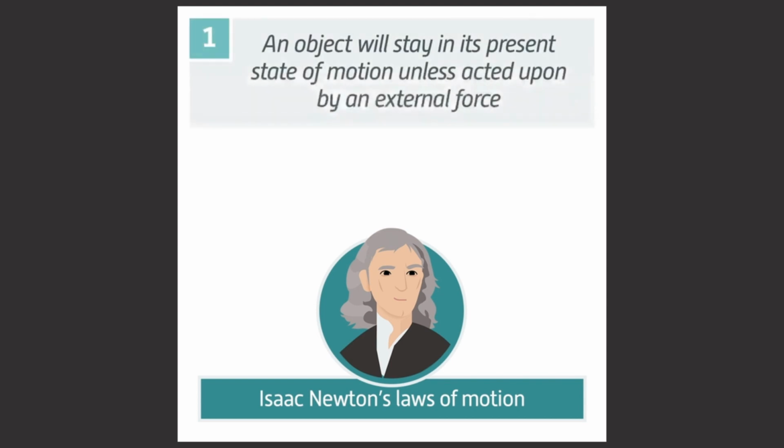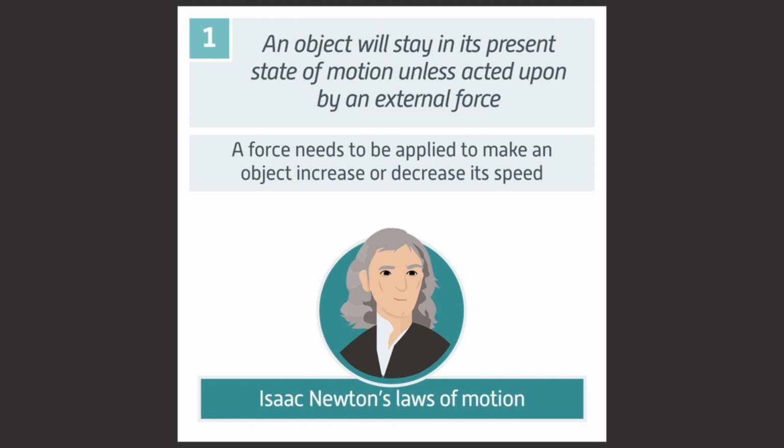Newton's first law of motion is, an object will stay in its present state of motion unless acted upon by an external force. This means a force needs to be applied to make an object increase or decrease its speed, or change the direction of its movement.